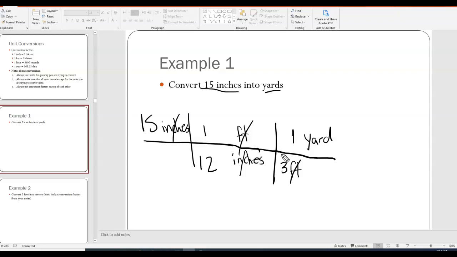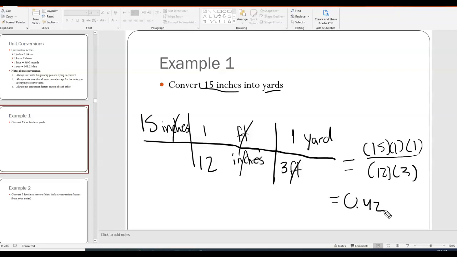Okay, so I have made that fix, and now I'm going to finish my conversion. I multiply across the top and the bottom and divide. So 15 times 1 times 1 divided by 12 times 3. Okay, and so you should get, let's see, what would that be? 15 over 36. I'm going to round that to 2 decimal places and get 0.42 yards. Okay, so that is example 1.